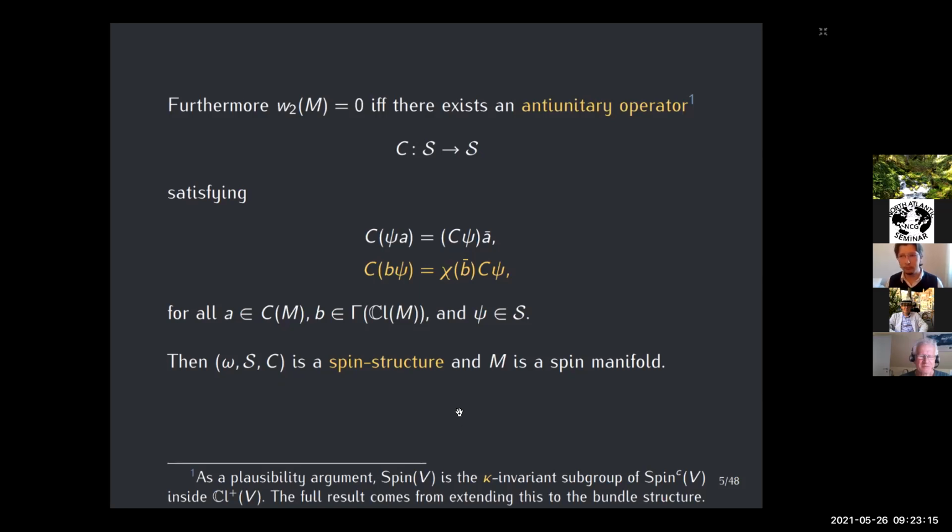So can you remind me what this chi stands for? Yeah, chi, for the Clifford algebra, this is just the grading. Mm-hmm. And for the Clifford bundle, this is just the same thing, but now globalized, exactly, yes.